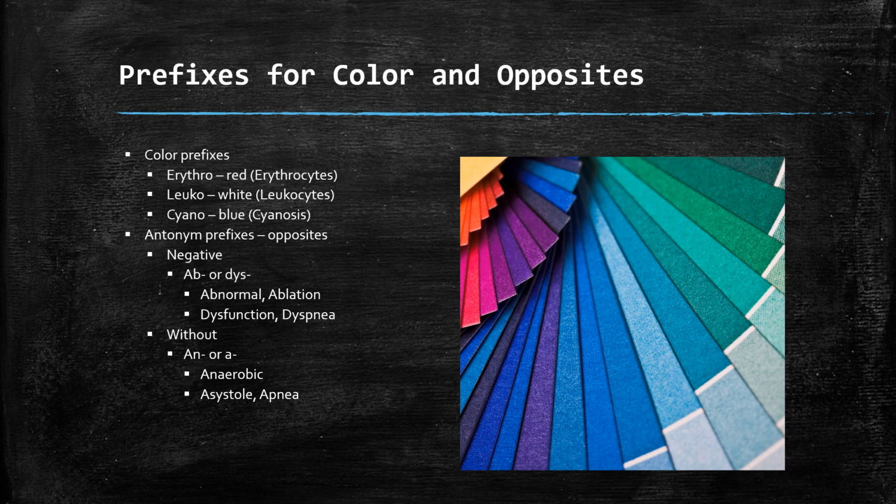The prefixes anti and de mean against our root word. Anticoagulant means against coagulation, which is clotting, and defibrillation means against fibrillation, which is an abnormal heartbeat that's incompatible with life.